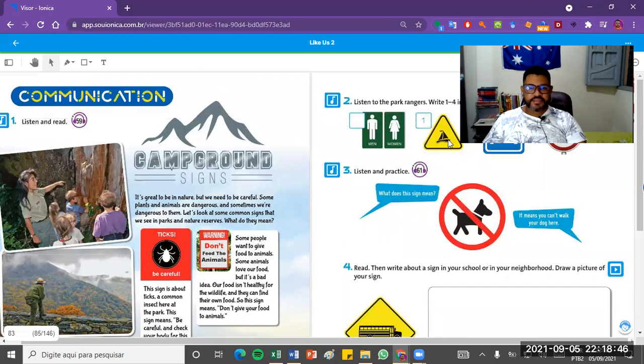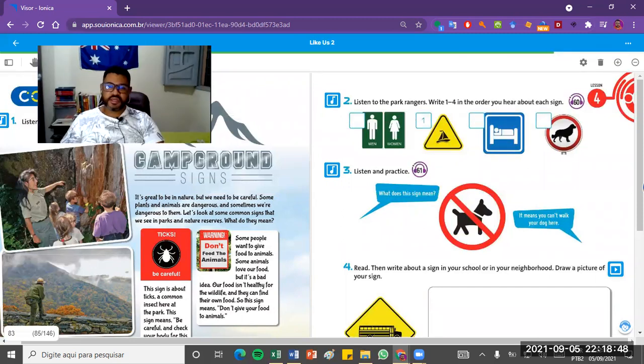So we just read that. Let's go to the second question. On the second question, we have: listen to the park rangers, write 1 to 4 in the order you hear about each sign. So you guys in here, you have to put from 1 to 4, right? So we are correcting. Só lembrando para vocês, nós estamos corrigindo. Essas atividades vocês já fizeram em casa. You guys need to put in order. Vocês devem ordenar de 1 a 4 according to the audio you listen, all right? Please listen to this.